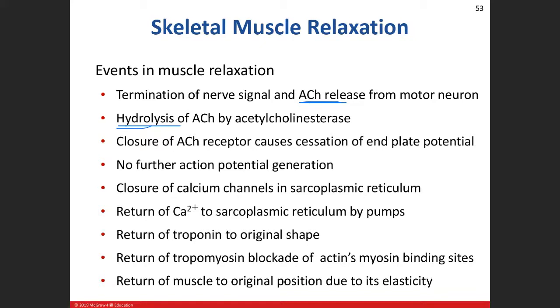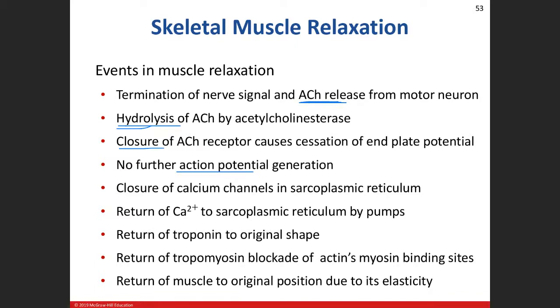So by doing that, if there's no neurotransmitter there, the acetylcholine receptor gates close. So sodium and potassium don't cross the plasma membrane. If sodium and potassium don't cross the plasma membrane, we never reach our threshold value of negative 65 millivolts. So guess what? No action potential.